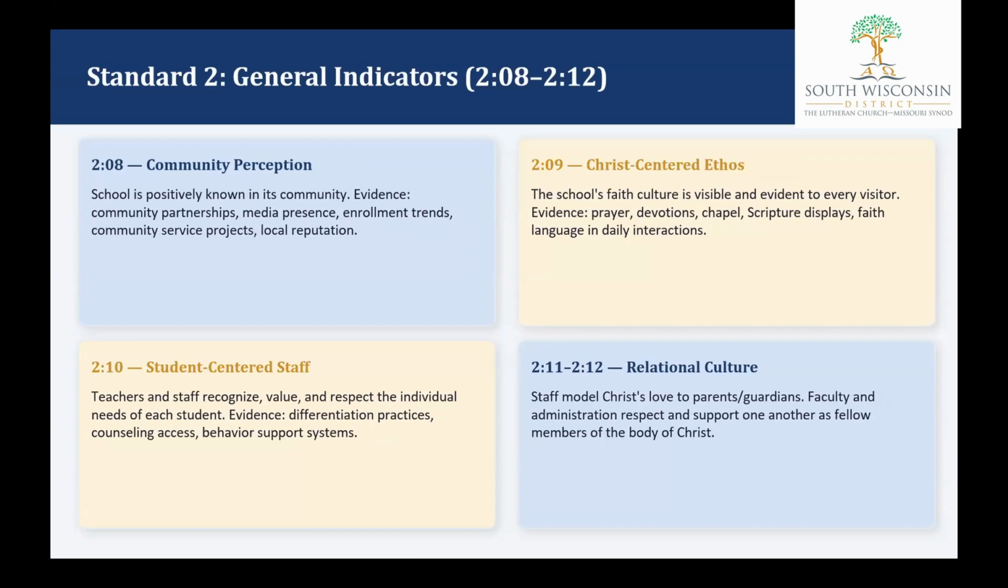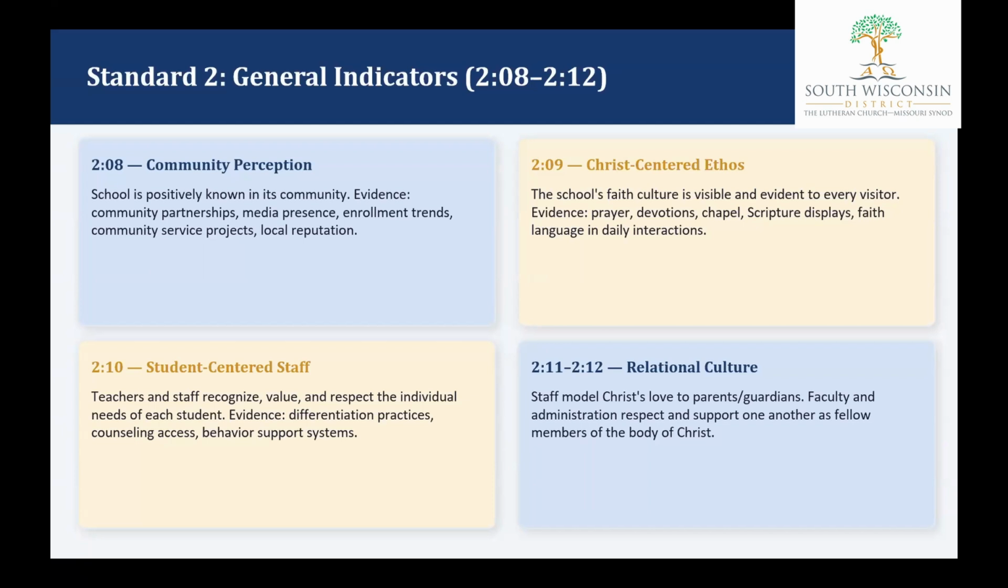Community perception, Christ-centered ethos, student-centered staff, and relational culture. All important items that we see here in Standard 2. And just remember that your surveys can be important evidences for all of these general indicators that point out strengths of what's happening in your school. And I think that's important to bring up too.